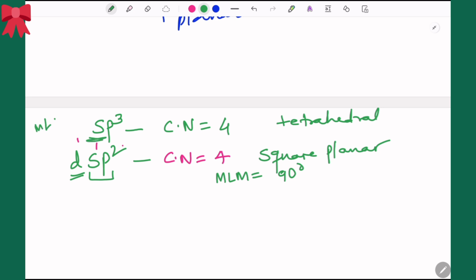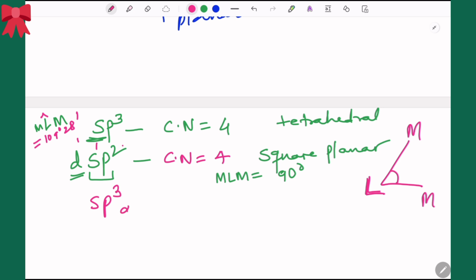So what is this MLM I'm talking about? MLM is nothing but, how do you study the angles in mathematics? If I write M over here, L over here and M over here, the vertex of this angle is the ligand. So how do you denote it in chemistry? You denote it like MLM and then draw an angle symbol. So the angle MLM is going to be equal to 109 degrees 28 minutes in the case of sp3 hybridization. Then you are going to study in this class 12th sp3d2 also in the coordination compounds.